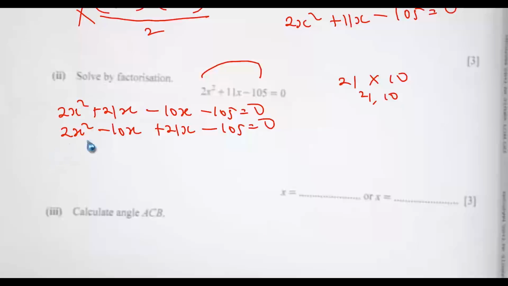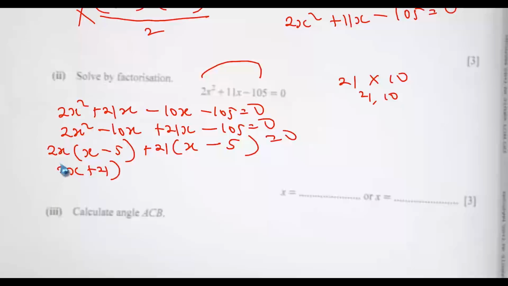So 2x can go here, so you have 2x into x minus 5, and 21 can go into 21x and 105, so I'll say plus 21 into x minus 5. So 21 goes into 105 5 times. Then I can now pick these 2x plus 21 into bracket x minus 5 equals 0. So that implies that 2x plus 21 equals 0, or x minus 5 equals 0.